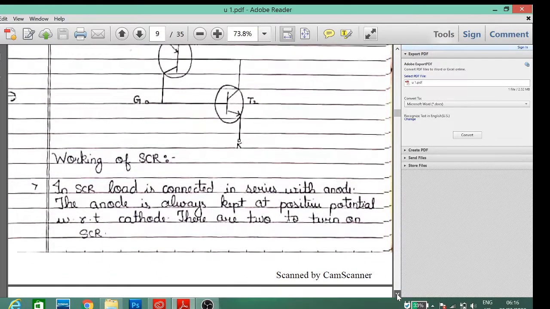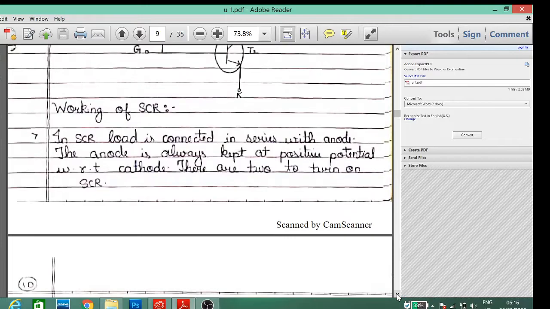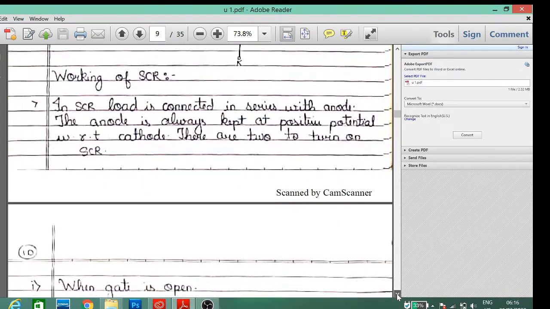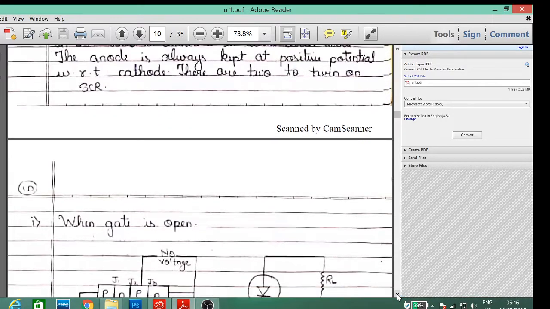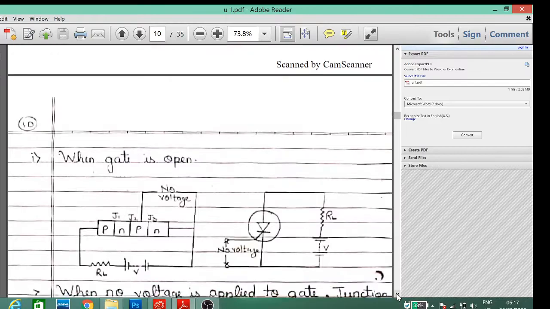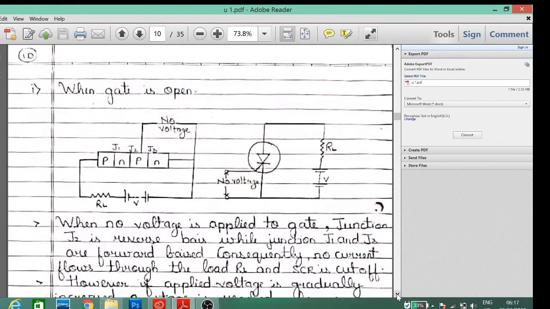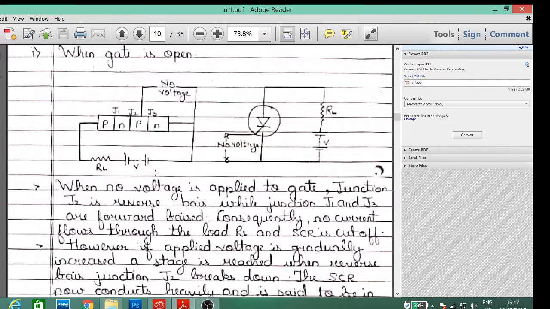Now, the working of SCR. The load is connected in series with the anode. The anode is always kept at positive potential with respect to the cathode. There are two methods to turn on the SCR. When the gate is open, no voltage is applied to the gate junction, that is J2. J2 is reverse biased, while junctions J1 and J3 are forward biased. Consequently, no current flows through the load RL, and the SCR is cut off.